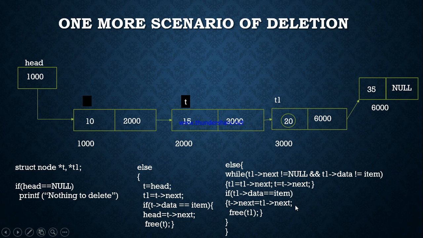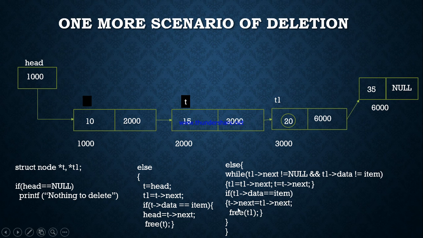Control comes out of the while loop. Now what is the condition? We don't know why we are out of the while loop. Maybe the first condition is false or the second condition is false. When we come to this statement, we cannot know why we came out of the while loop, which condition became false. So we have to check. So if T1 of data equals item: T1 of data is 20, so this if condition is true.